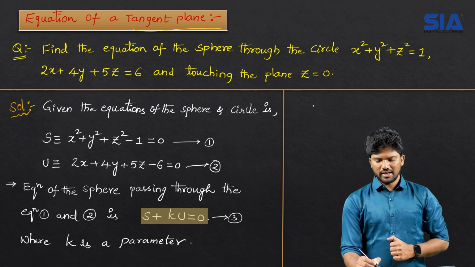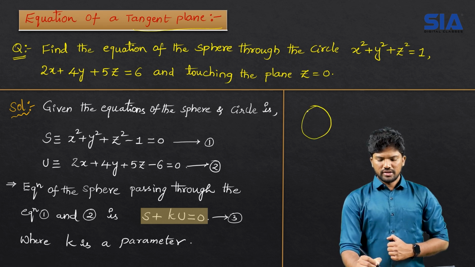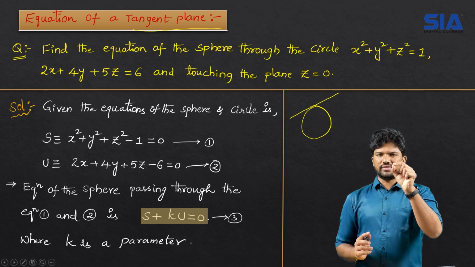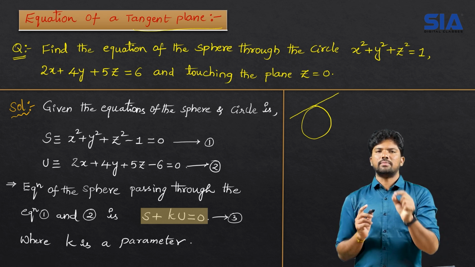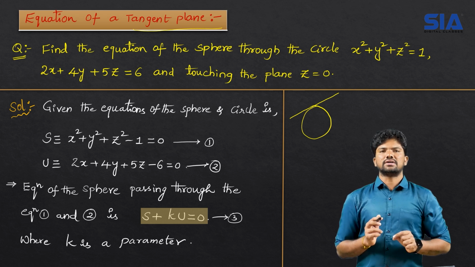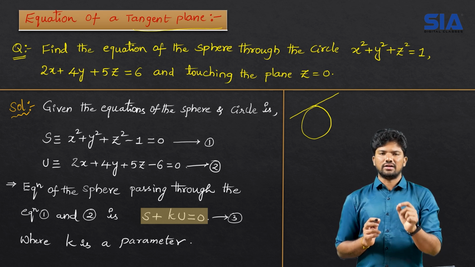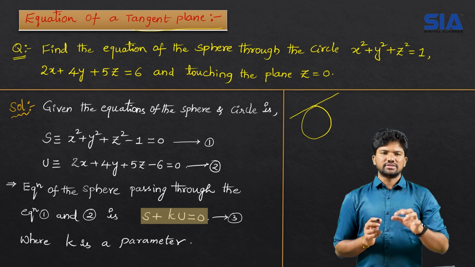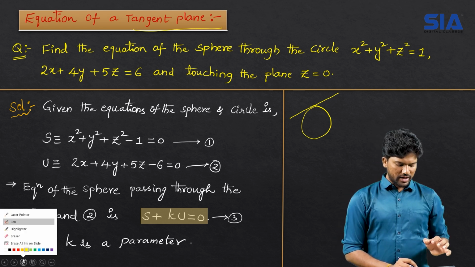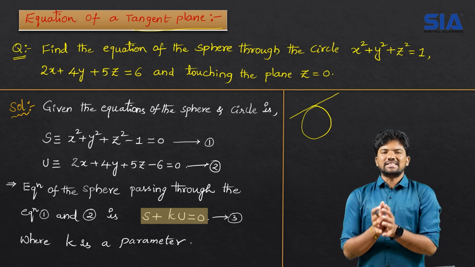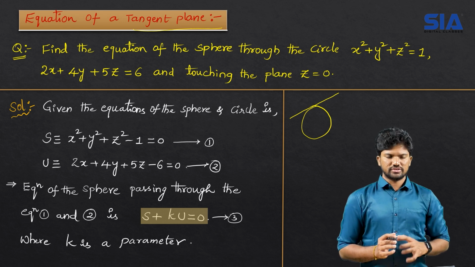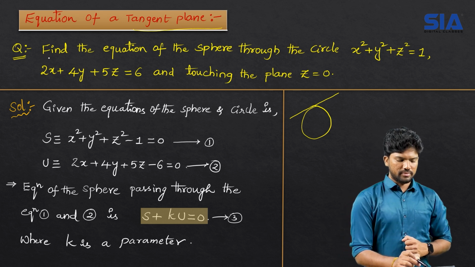Whenever you take a sphere like this, if you draw a line, and that line touches that sphere at one point, that line is called a tangent line or a tangent plane. Now in this problem we are going to discuss the tangent plane of a sphere. So what is the question and what is the solution for that problem?